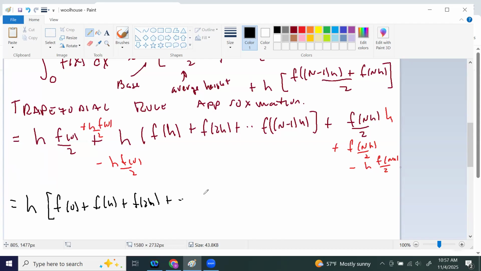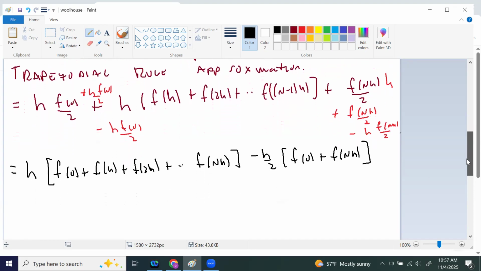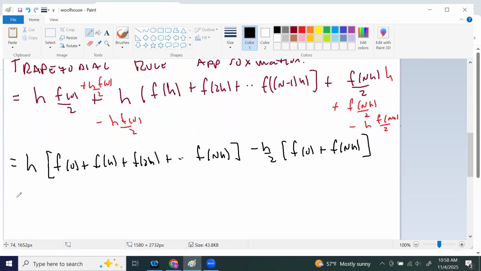And go all the way out to NH. But then we have to subtract off these. So it's going to be minus h over 2, the function evaluated at 0, plus the function evaluated at h. Okay? So this is a first order, or this is a trapezoid approximation for this interval here.